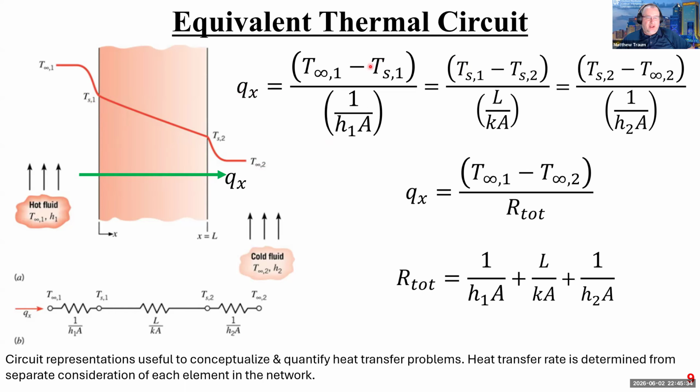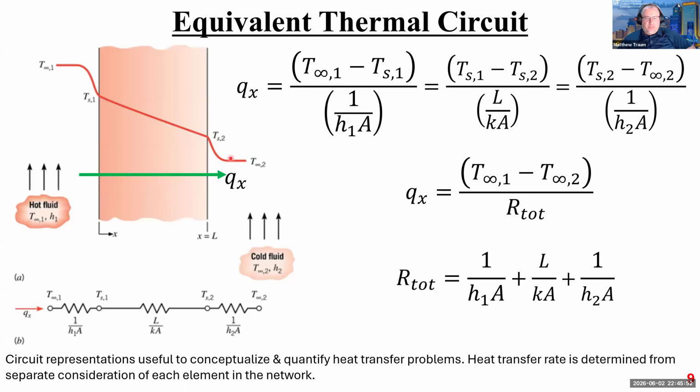And what are the heat fluxes? Well, it's just the temperature difference divided by the equivalent thermal resistance for each of those situations. So this one is the convective resistance out here. This one is the conductive resistance in here. And this one is the convective resistance over here on the far right-hand side.